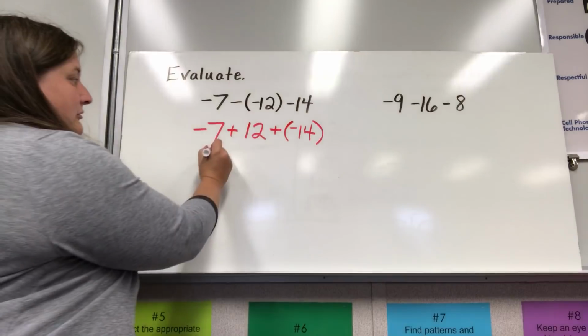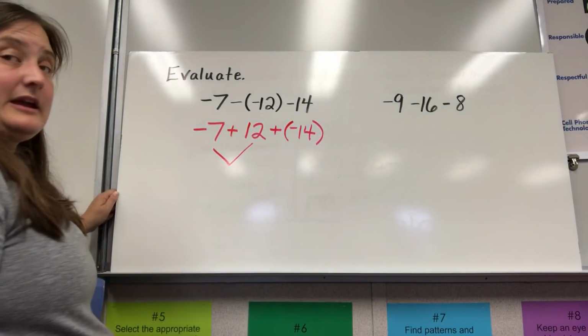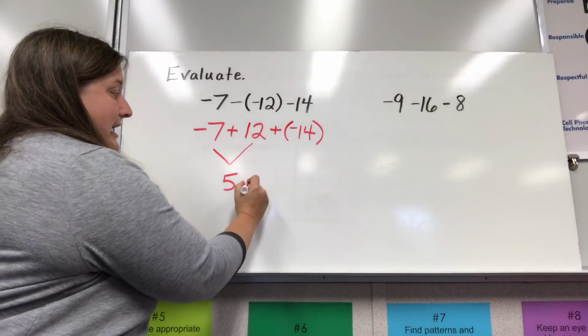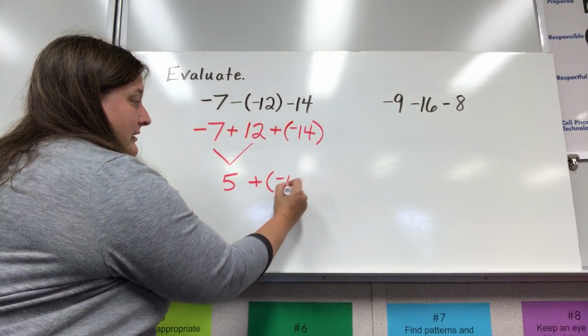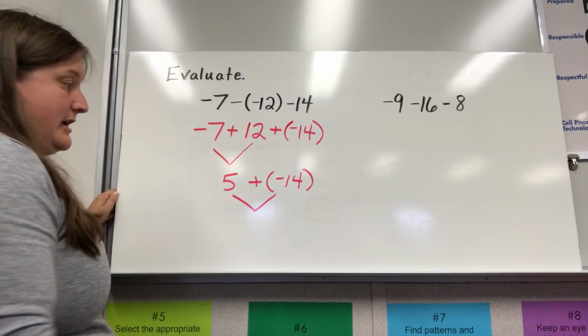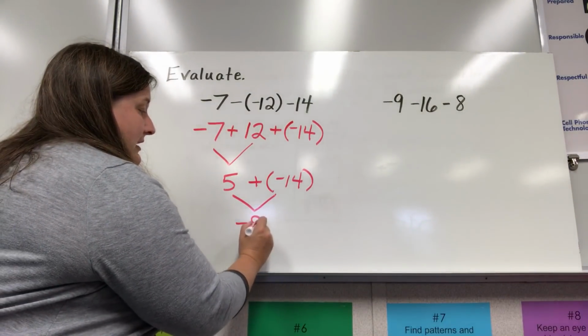So I'm going to add these two first. Negative 7 and 12 gives me positive 5. I'm going to add the negative 14. And when I add these two together, I have more negatives, negative 9.